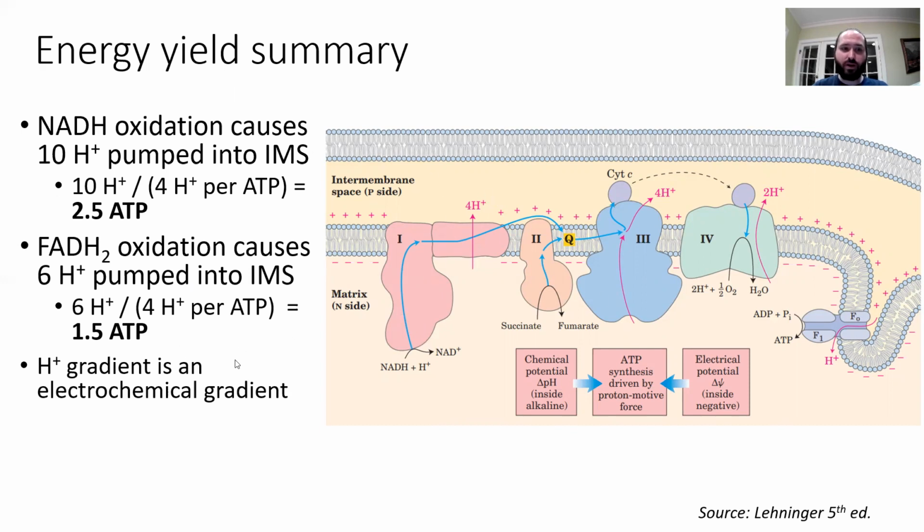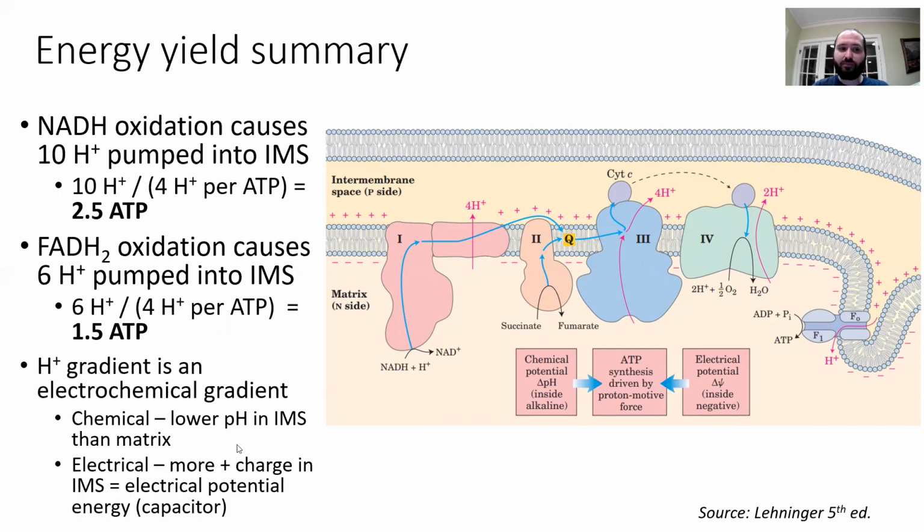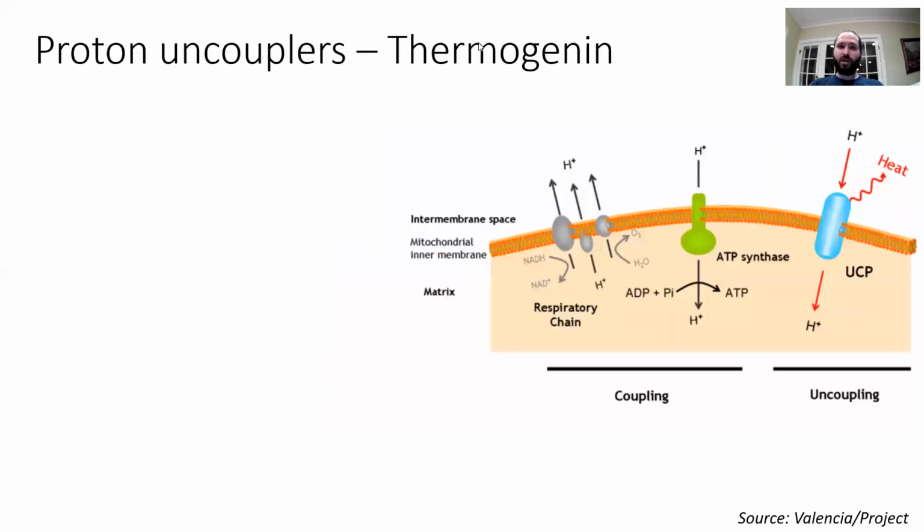We've been mentioning the H plus gradient as an electrochemical gradient. The chemical gradient is that there's a lower pH in the intermembrane space than in the matrix. And the electrical gradient is that there's more positive charge in the intermembrane space than in the matrix. You can think about it like a capacitor, where ATP synthase is like the wire that you connect to discharge a capacitor. Questions here? Cool. So we have reviewed the electron transport chain.